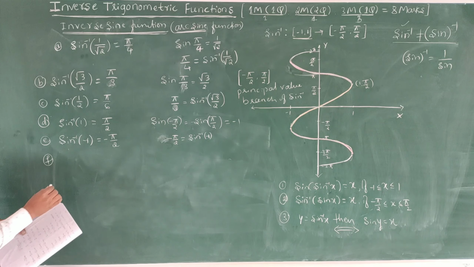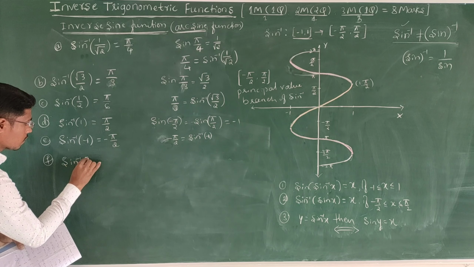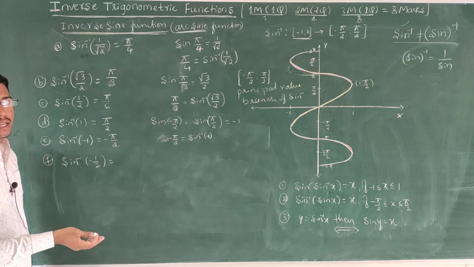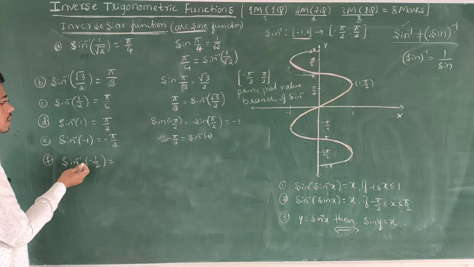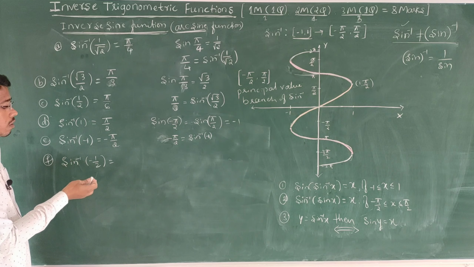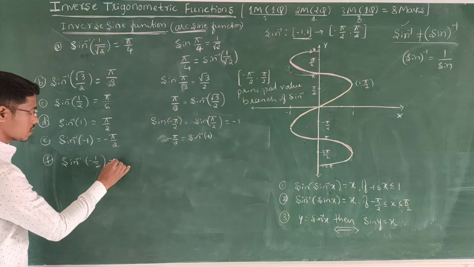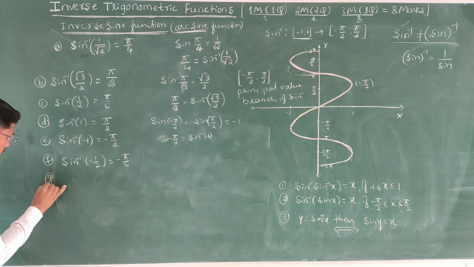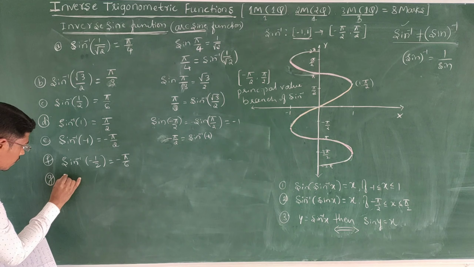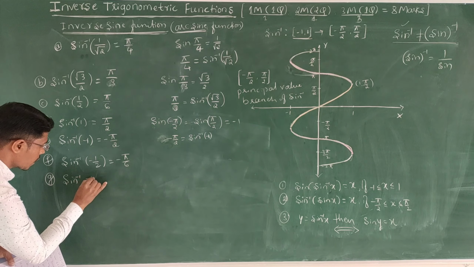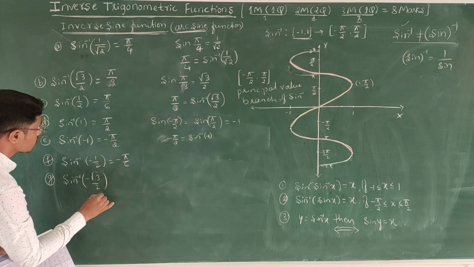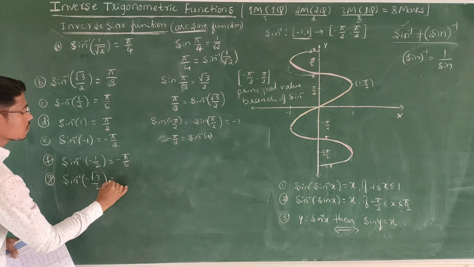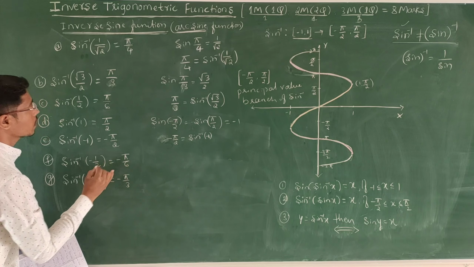See sine inverse of minus 1 by 2. As we know, sine of minus theta is minus sine theta, and sine has the value 1 by 2 at pi by 6. Okay, this is minus pi by 6. Sine inverse of minus root 3 by 2: sine inverse of root 3 by 2 is pi by 3, so sine inverse of minus root 3 by 2 is minus pi divided by 3.